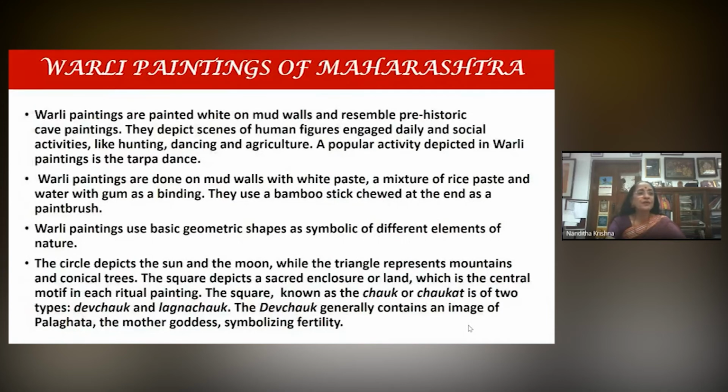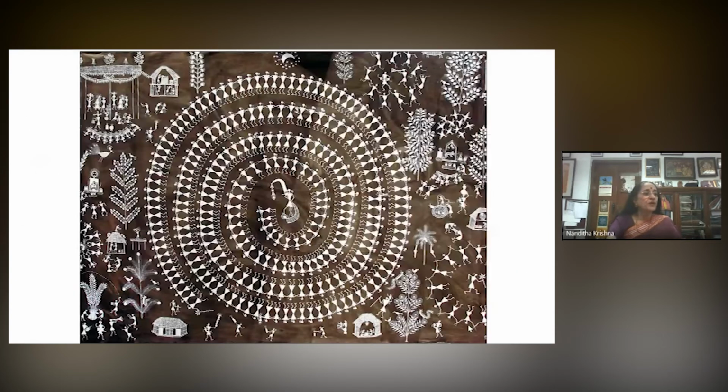Then we go to the Warli paintings of Maharashtra, which are painted on mud walls and resemble prehistoric cave paintings. They depict scenes of human figures engaged in social activities like hunting, dancing, and mainly agriculture. Warli paintings are done with white paste, which is a mixture of rice and water with gum as binding. They use a bamboo stick, which is chewed at one end, as a paintbrush.